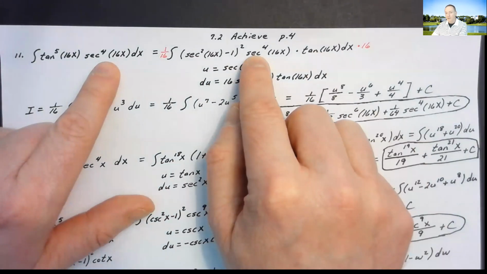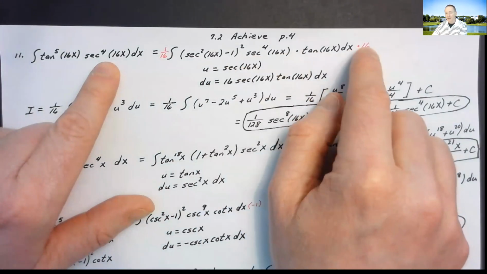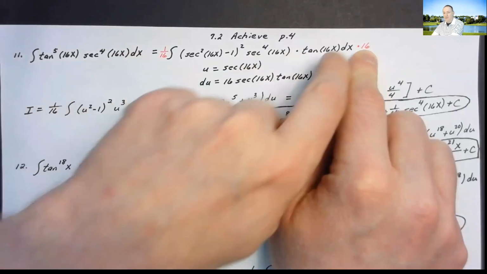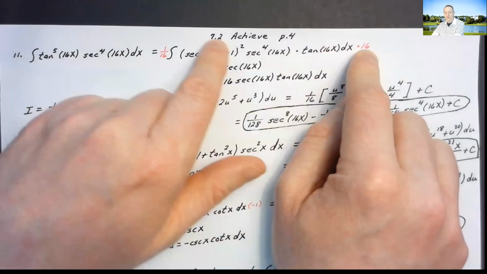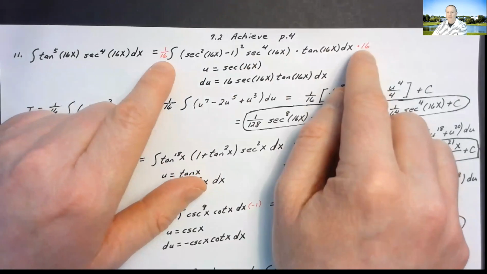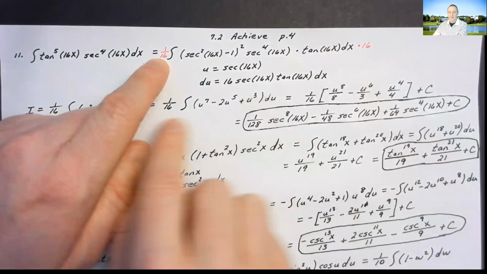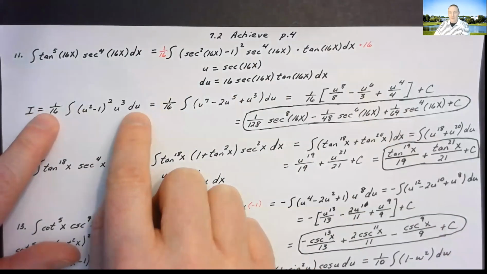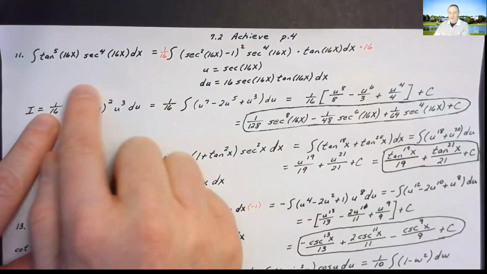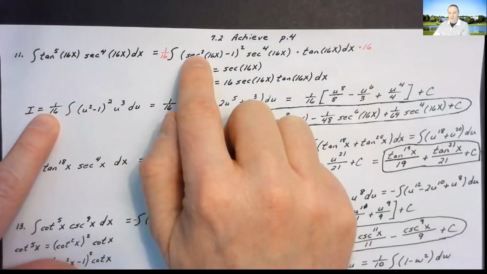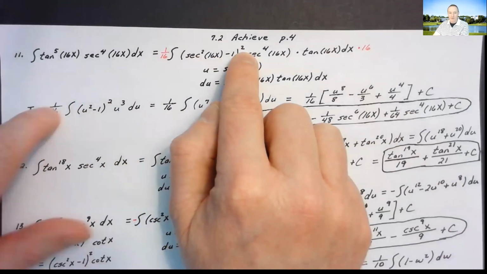So here's what I'm going to do. I need to multiply the inside by 16. You'll see I did that in red, or it almost looks like pink there. But if I multiply the inside by 16, I need to divide by 16 on the outside. That leads me to my next step. The integral is equal to 1/16. This group is going to become u squared minus 1 quantity squared.